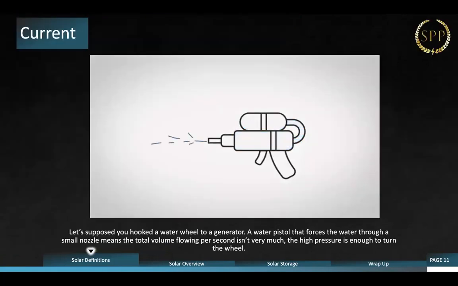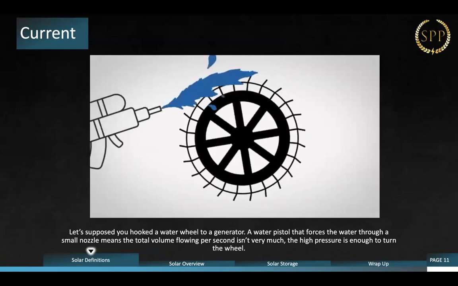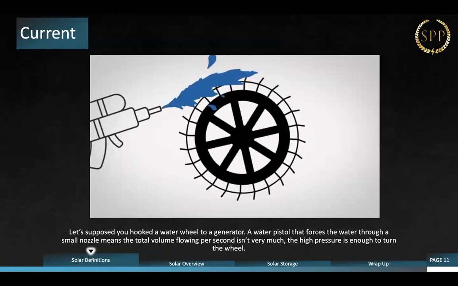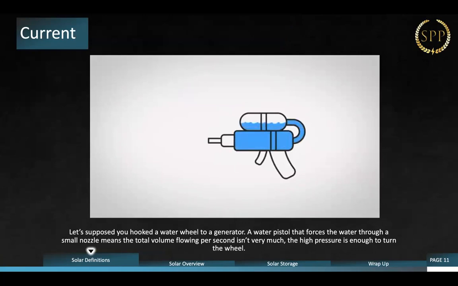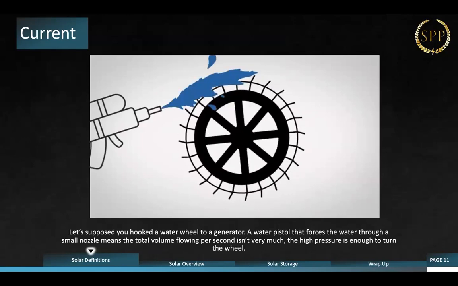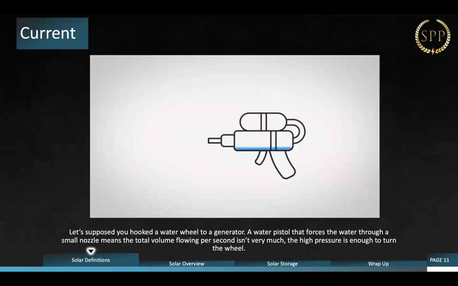Let's suppose you hooked up a water wheel to a generator. You're trying to get that water wheel to spin so that you can create energy with the generator, right? Well, if you use a water gun, it's going to force water through the small nozzle, which means the total volume flowing per second is not very much. Not a lot of water is going to fit in that small nozzle, but it creates a lot of high pressure, and it's going to push it out at a very strong stream, and it's going to get the wheel to turn, right?